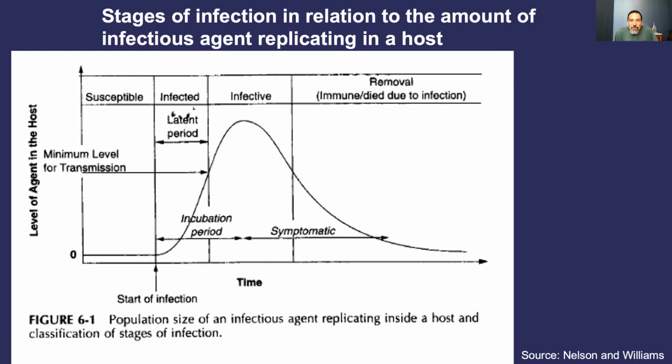So this slide shows the different stages of infection over time. Starting at time 0 here, the individual is not infected, and the individual is susceptible to infection.